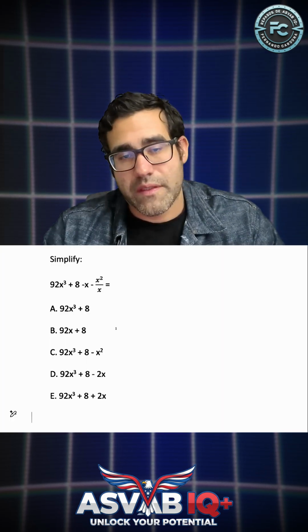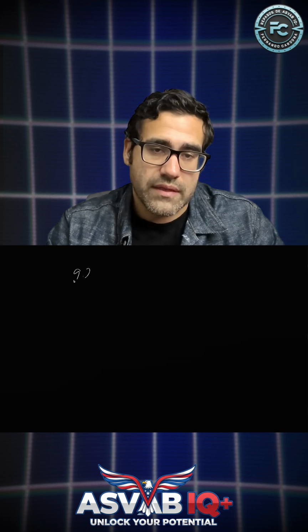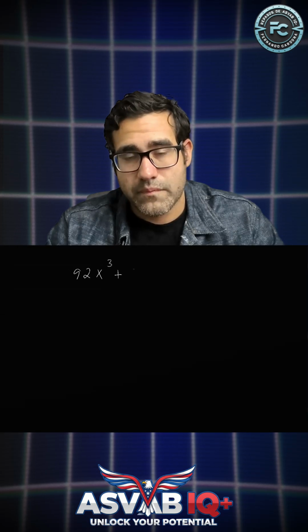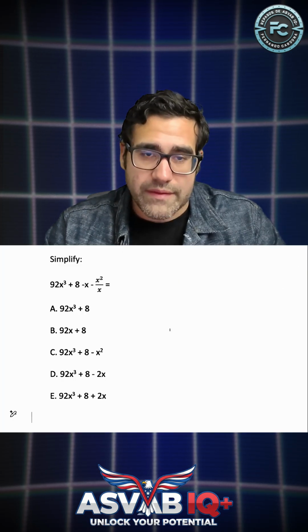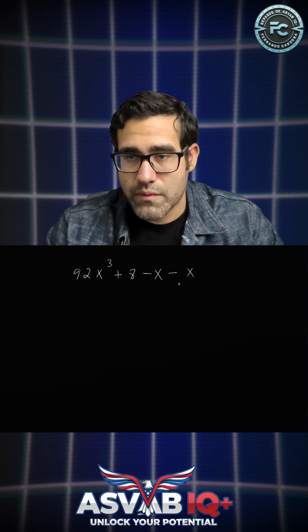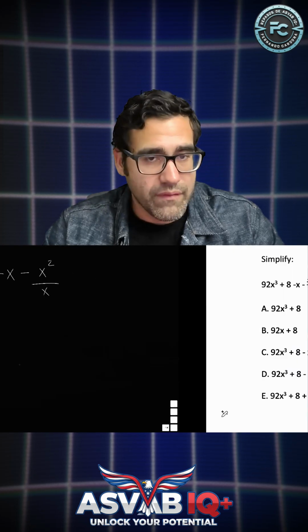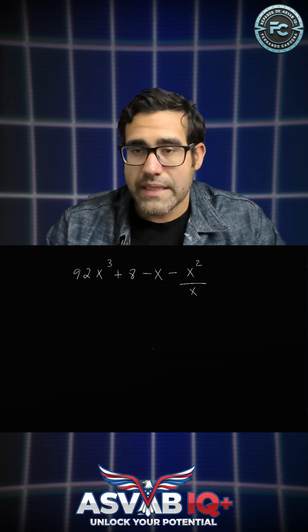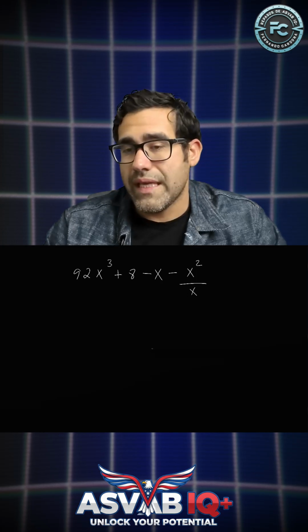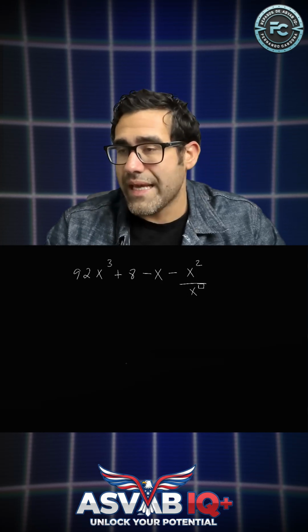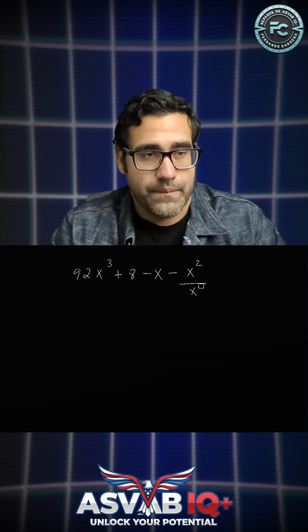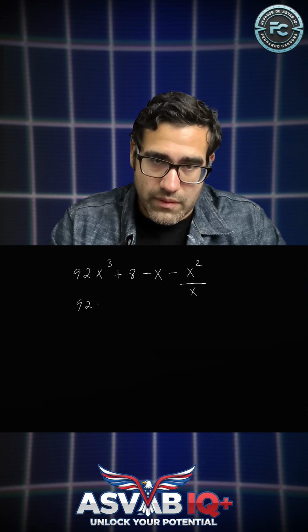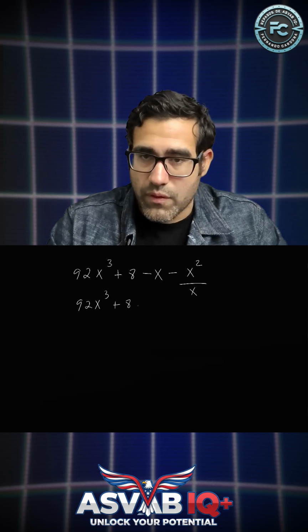So we have 92x^3 plus 8 minus x minus x^2 divided by x. Is that what we have? Yes. So first thing we need to recall is that when you don't see anything there, there's a 1. So I can rewrite it. I'm just going to rewrite it with the 1 there.